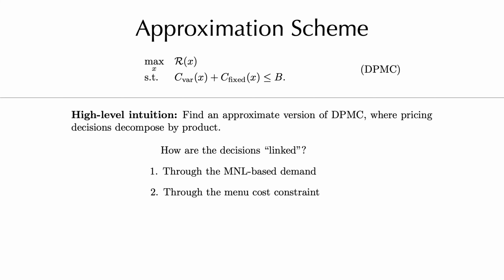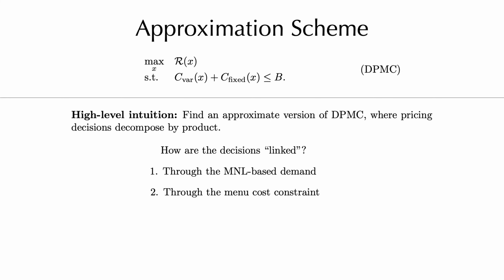The first is MNL demand. If I price one product, to know the demand, I need to know the prices of every other product. And the second is the menu cost constraint, and namely the fixed cost, right? If I price a product, in order to know if I should charge a fixed cost, I need to know the prices of all the other products in that period. So remember, a fixed cost is incurred if I change any price. To know if I changed any price, I need to know all the prices.